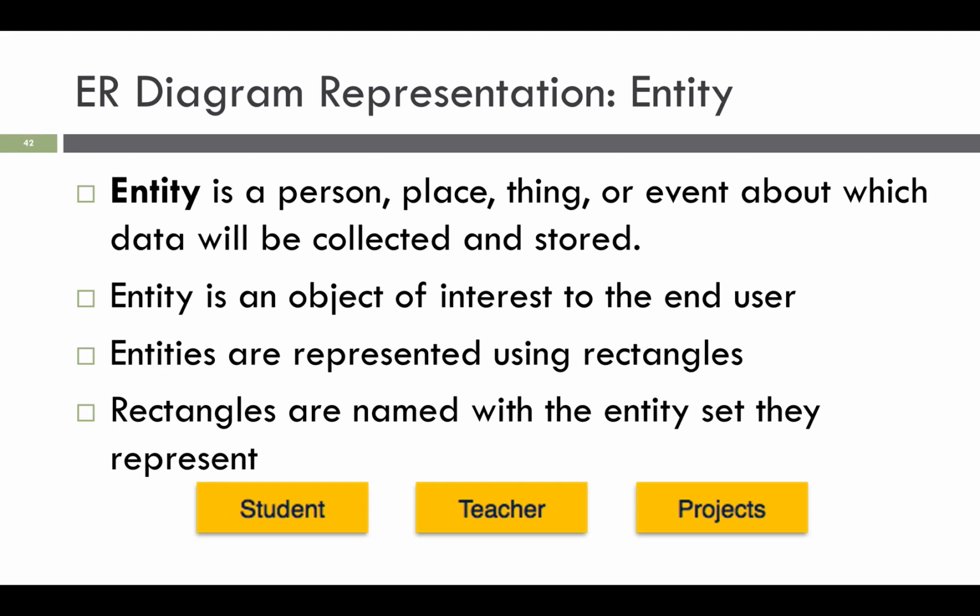An entity is a person, place, thing, or event about which data will be collected and stored. For example, in a school database, a student is considered an entity. An entity is an object of interest to the end user. An entity corresponds to a table. In all notations, an entity is represented by a rectangle.